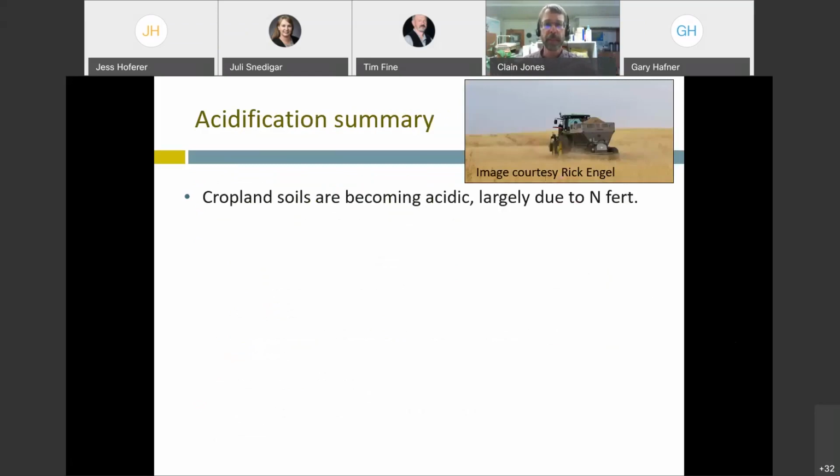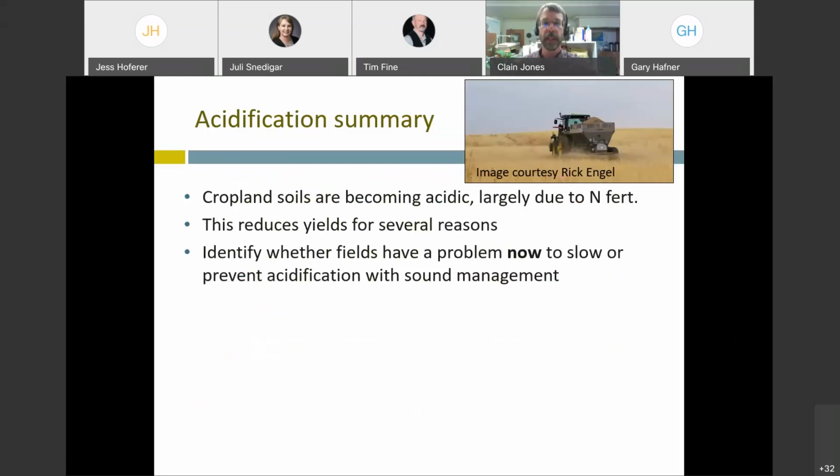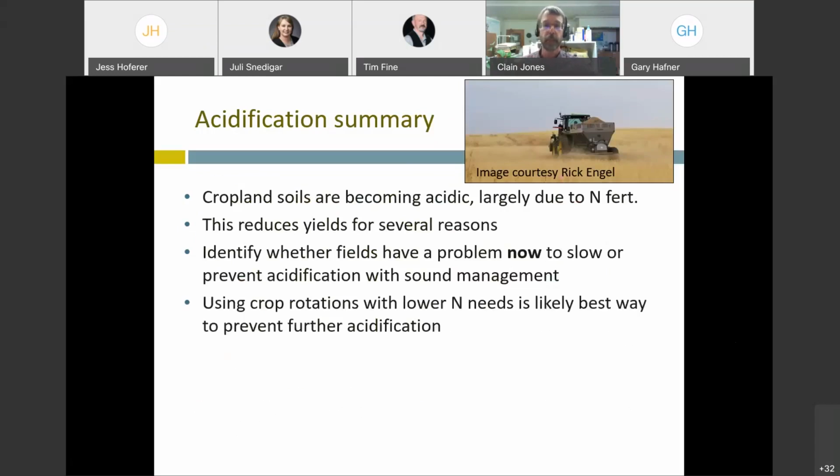So just summing up, acidification, we know cropland soils are becoming acidic largely due to nitrogen fertilization, which reduces yield for several reasons. I'd strongly recommend identifying whether your fields have a problem now to slow or prevent acidification with sound management. Using crop rotations with lower nitrogen needs is likely the best way to prevent further acidification. And liming, manure, and planting perennials can all raise the pH.